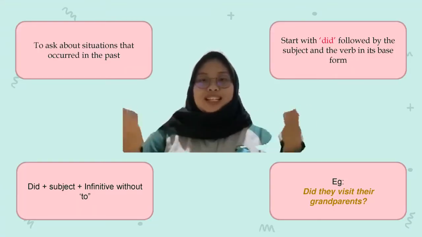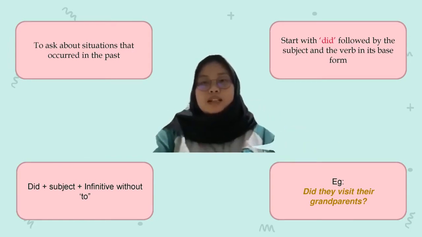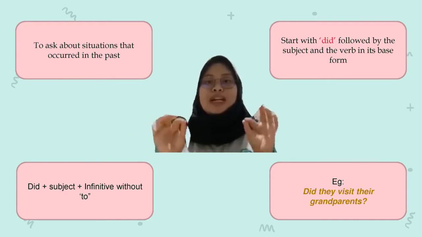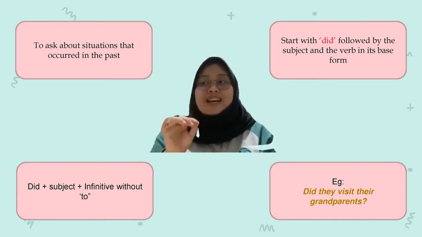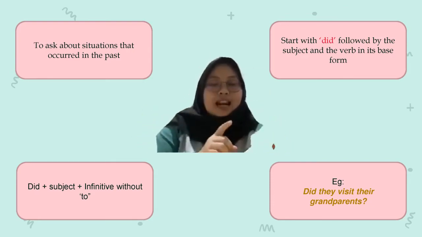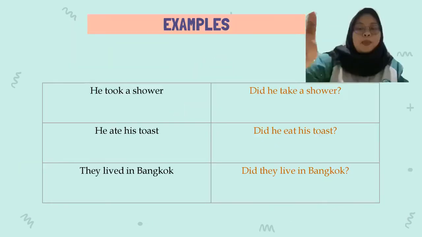We learn more about interrogative form. What is interrogative form? It is just like a simple past tense, used to ask about a situation that occurred in the past. However, we put did in front of the word. For example, did they visit their grandparents? Basically, we add did plus subject plus infinitive without to.